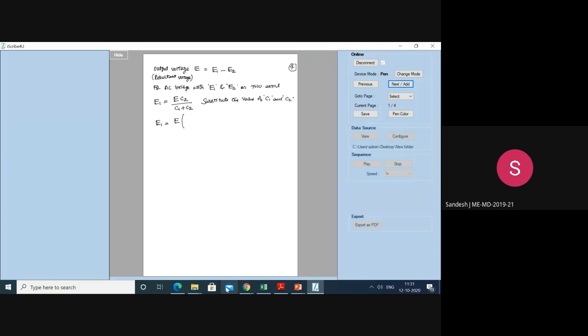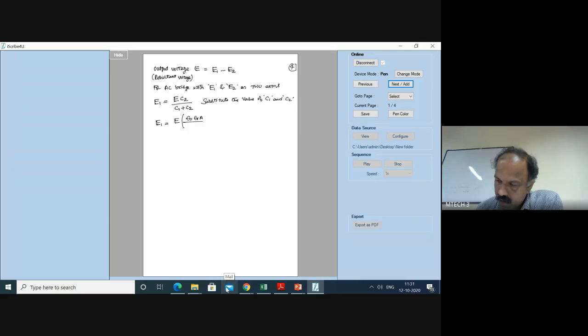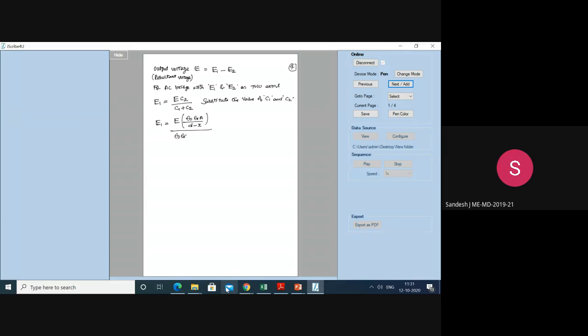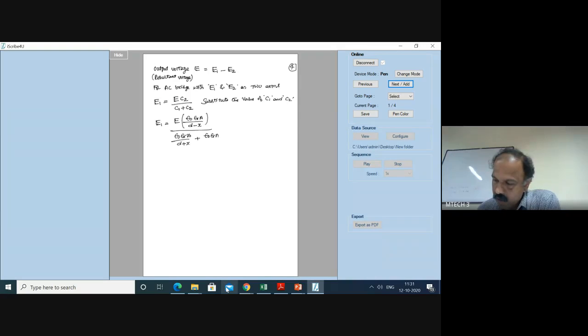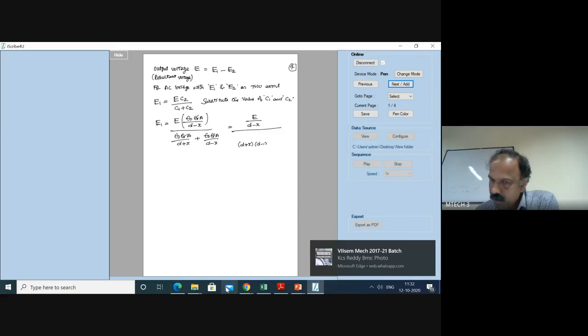Epsilon naught epsilon r A divided by d minus x. What is C1? Epsilon naught epsilon r A divided by d plus x, plus epsilon naught epsilon r A divided by d minus x. Solve this equation. Observe, epsilon naught epsilon r A is constant. I will take it out. So what is there here? E divided by d minus x. So what is the LCM? d plus x into d minus x.